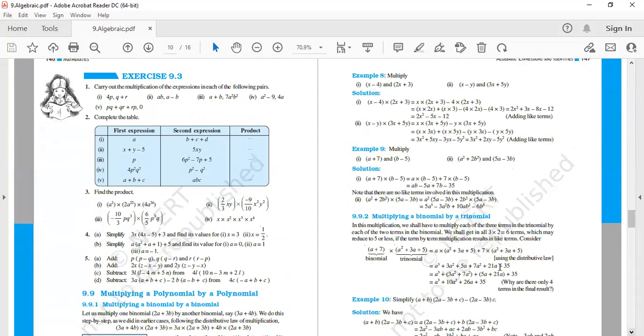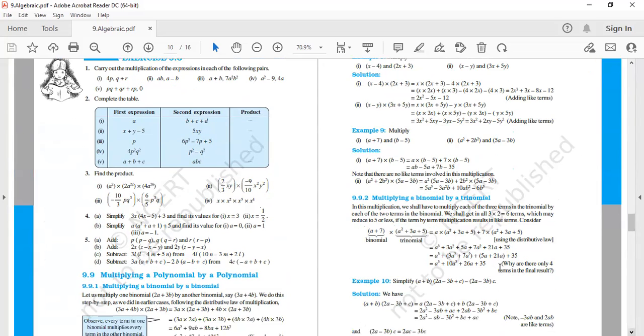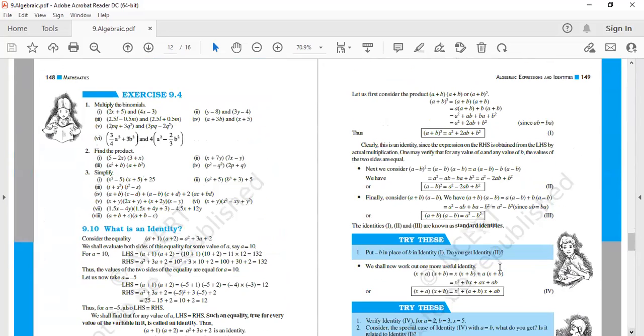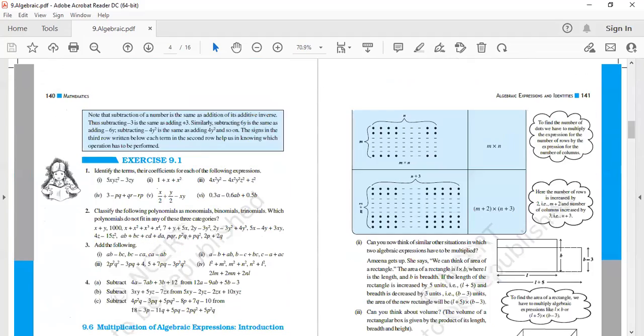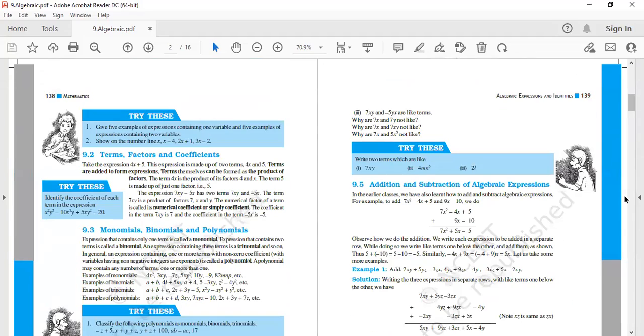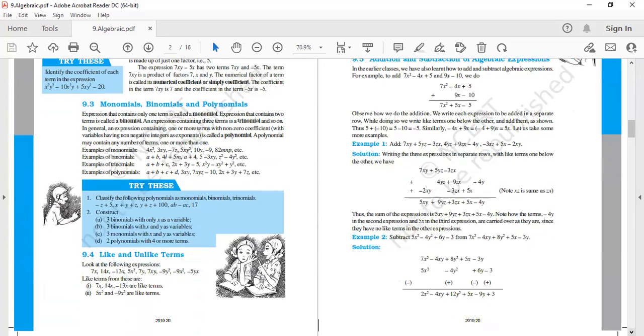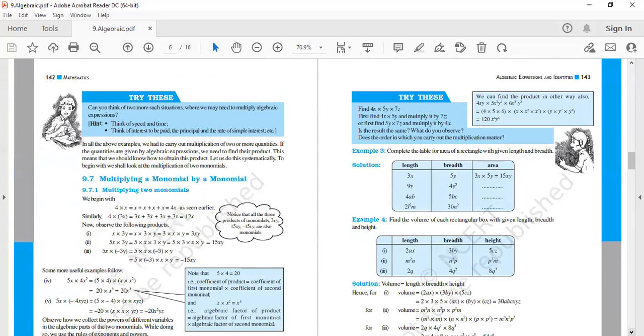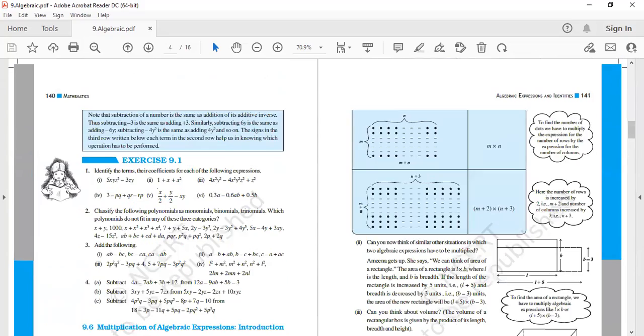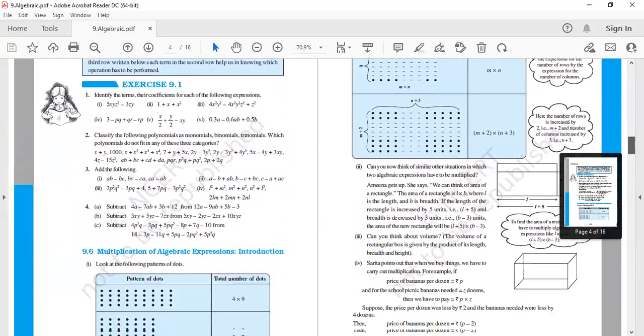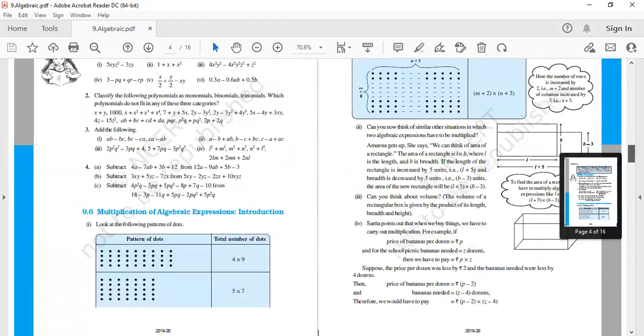Multiplying a binomial by a binomial, and a binomial by a trinomial. That means everything we have to discuss in this chapter after the identities. So before going to identities, let us start the concept of multiplication of polynomials, the concept of multiplication of algebraic expressions.